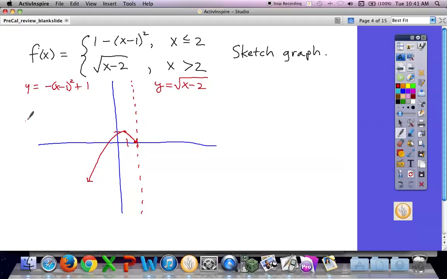Okay, now the other function. This is a square root function, and it's shifted 2 to the right. So we know the shape is something like this, but it's shifted 2 to the right, so it starts here. Okay, that's a sketch of the graph.